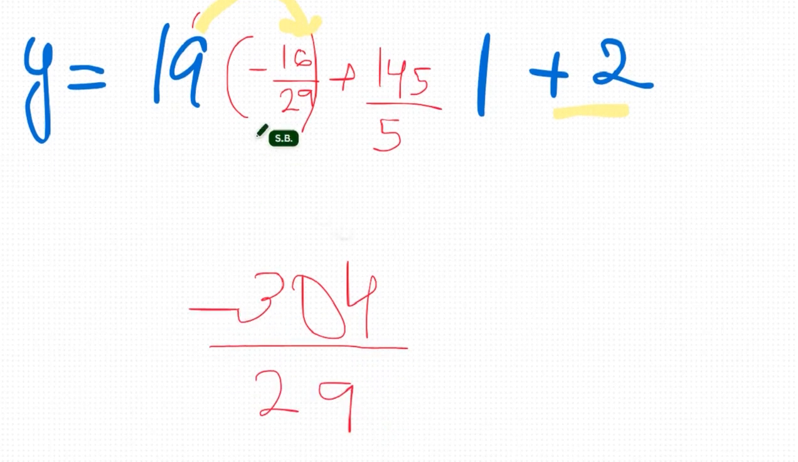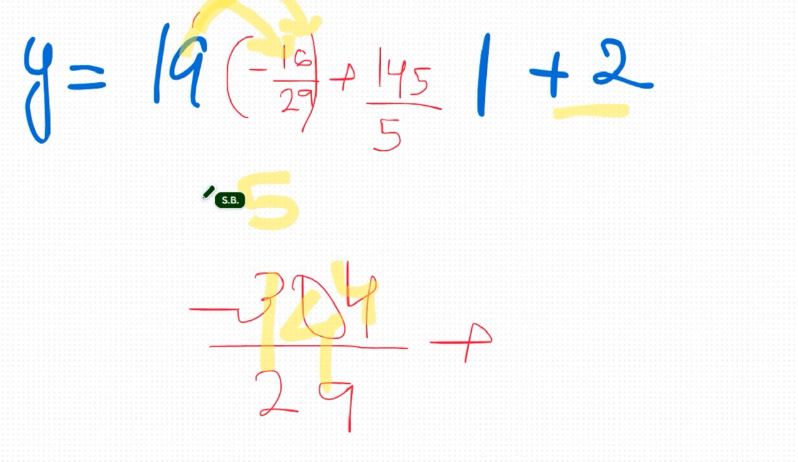Oh wait, no, that's the negative sign. What am I doing? See, 6 times 9 is 54. 9 times 1 is 9. So 9 plus 5 is 14. Oh, 14? 16. Negative 14.